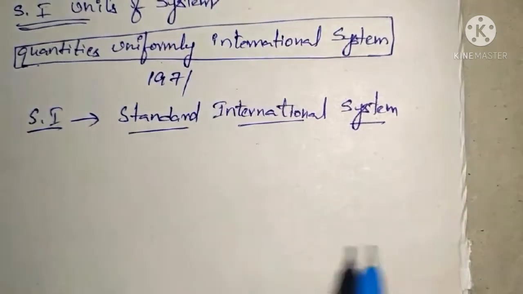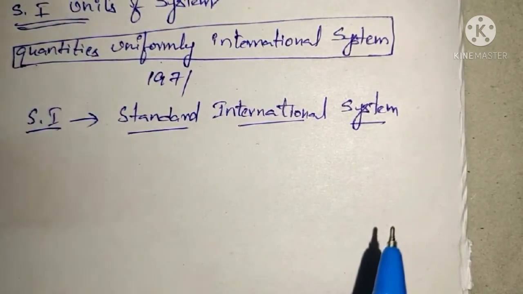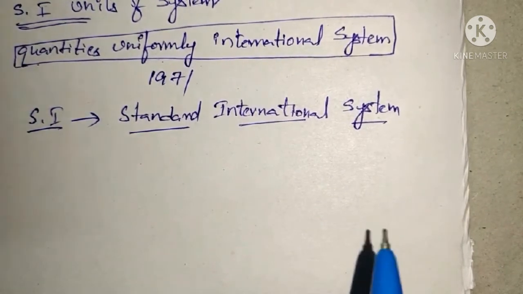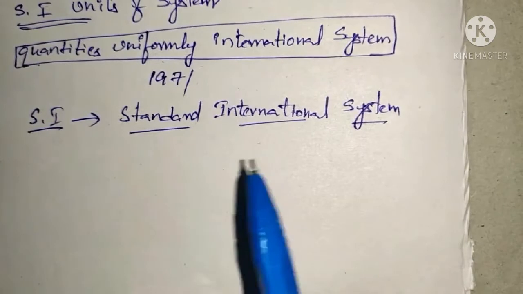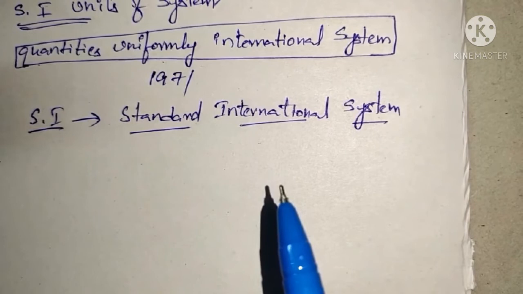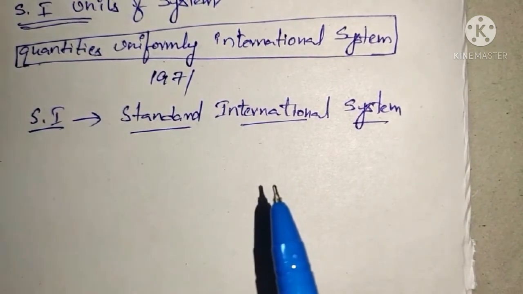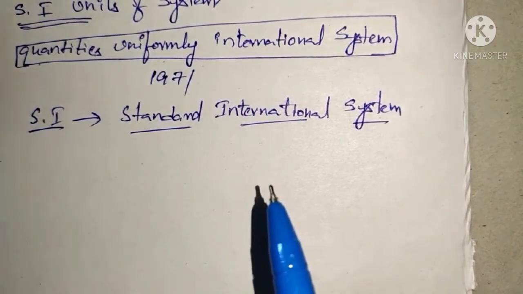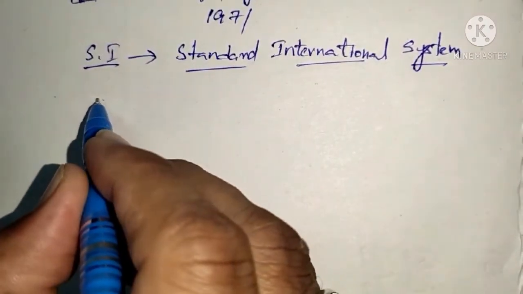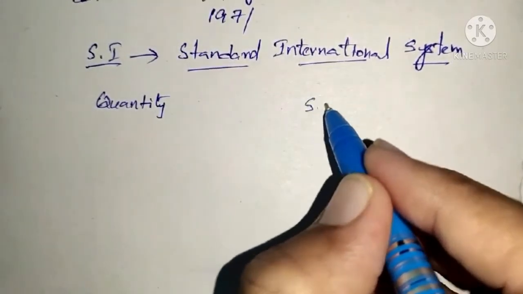In addition to mass, length, and time, in the previous topic we came to know that fundamental quantities are the quantities that cannot be expressed in other physical quantities. After introducing the SI system, in addition to mass, length, and time, some other fundamental quantities were also added. Let's see what those other physical quantities are. First I am writing quantity, and next the SI system.